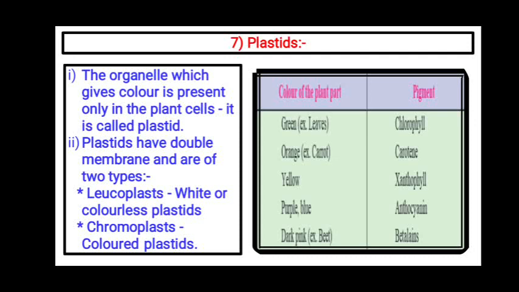I hope you all remember this table. These were the different colors of the plants and the pigments that were present. Green color is because of the pigment chlorophyll. Orange color is because of carotene. Yellow color is because of xanthophyll. Purple or blue color is because of anthocyanin. Dark pink or reddish color is because of the betalains.